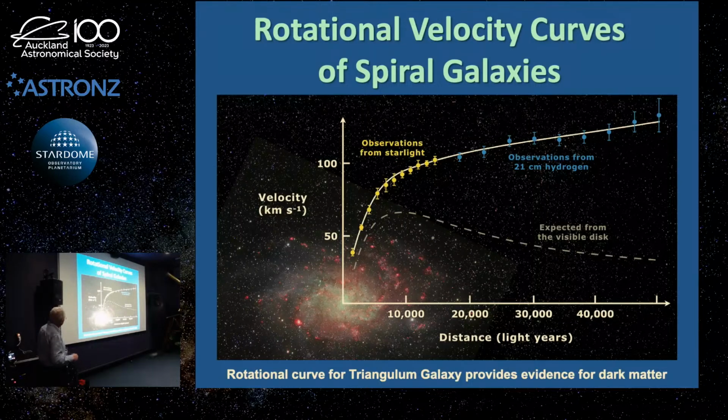And this is one particular galaxy here called the Triangulum galaxy. It's in our local group. It's the third largest spiral galaxy. It's a little bit further out, a little bit over 2.5 million light years away from us, but it's a lovely example of a spiral galaxy.